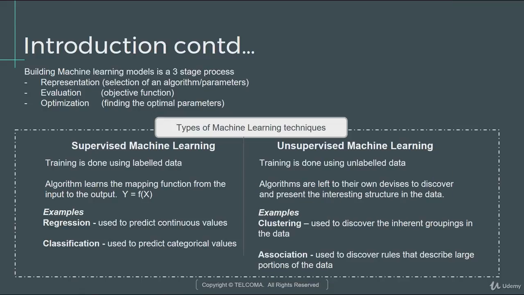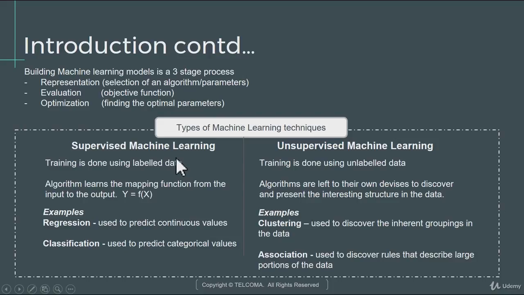So as we already discussed, we have two major types: supervised machine learning and unsupervised machine learning. And we'll get into the details of semi-supervised learning, which is not mentioned over here, in a while. So supervised machine learning is a scenario where training is done using labeled data. Now, what do you mean by labeled data?